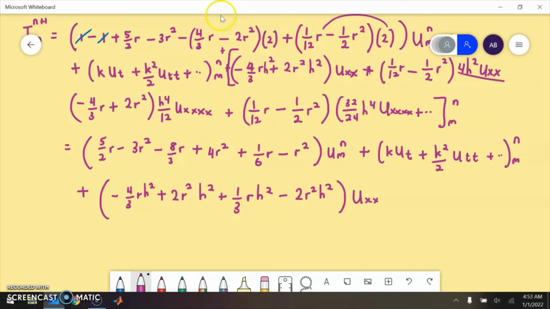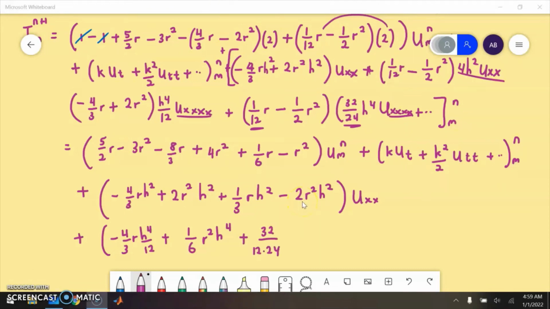Okay, done. Now let's collect this term. So I have plus negative 4 over 3 r h to the 4 over 12, plus 2 with 12, so 1 over 6 r squared h to the 4, and then this with this 32 over, can I simplify this? How do I simplify? Oh, let's just write it down. Plus 32 over.